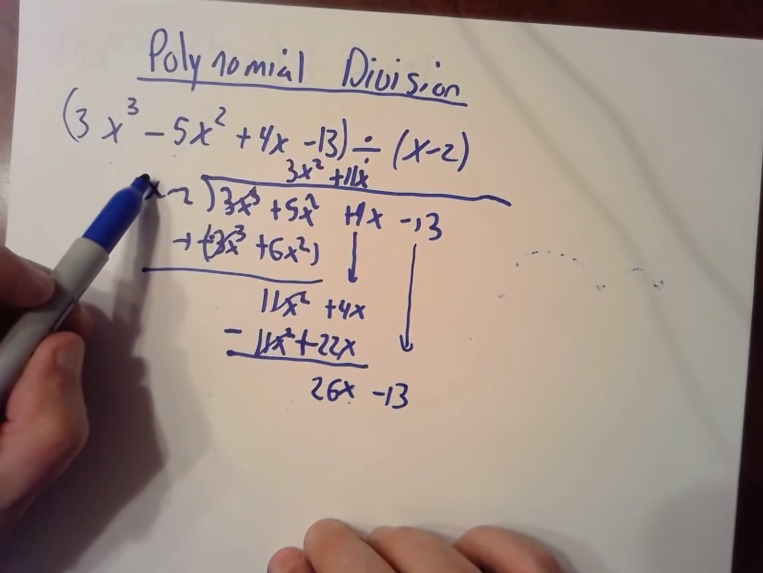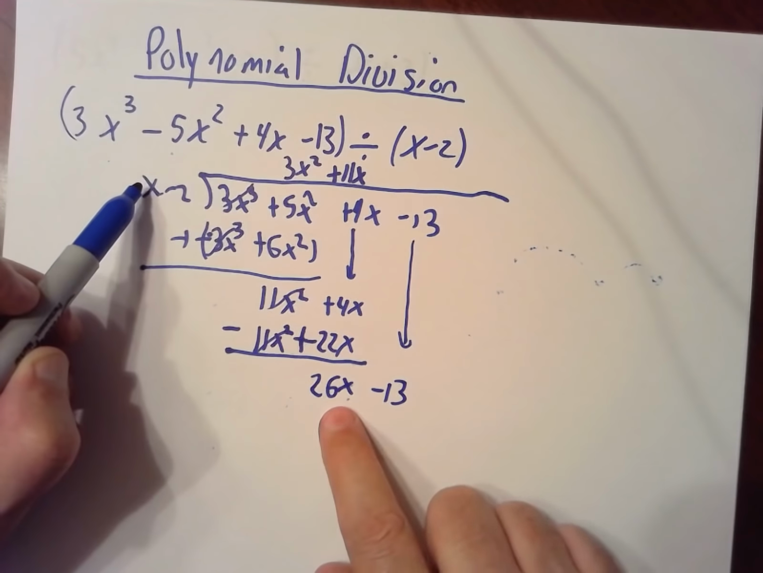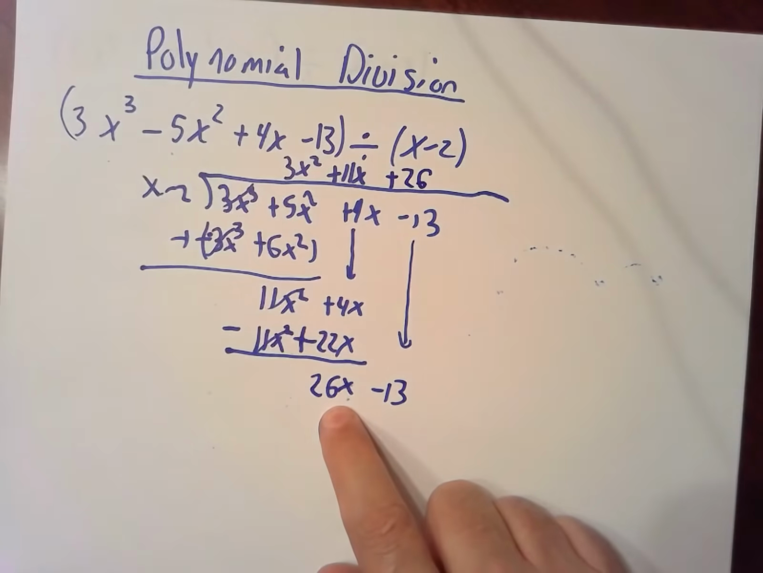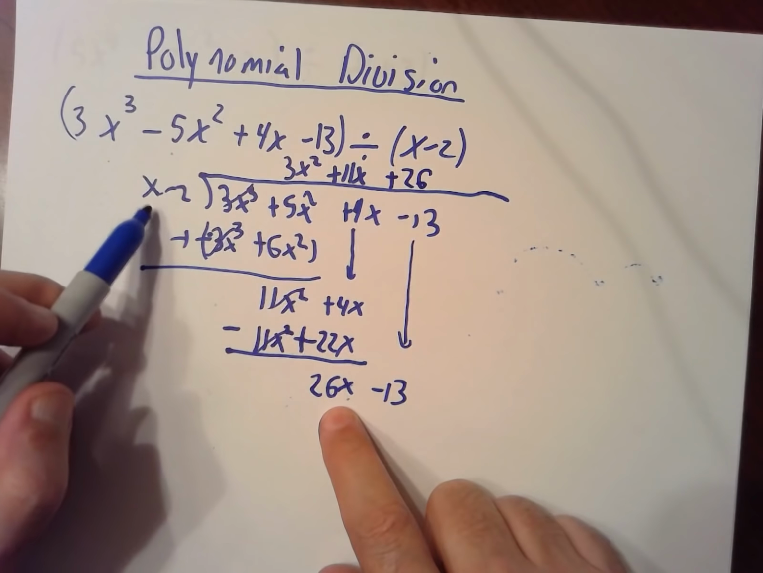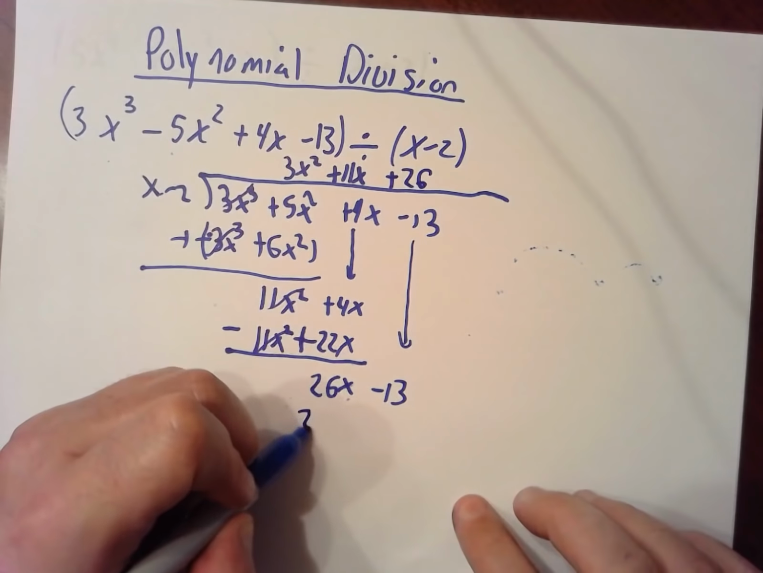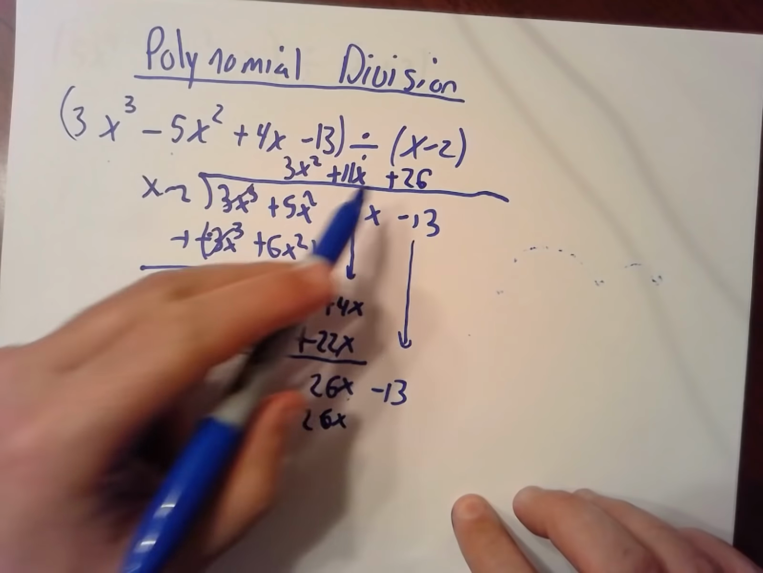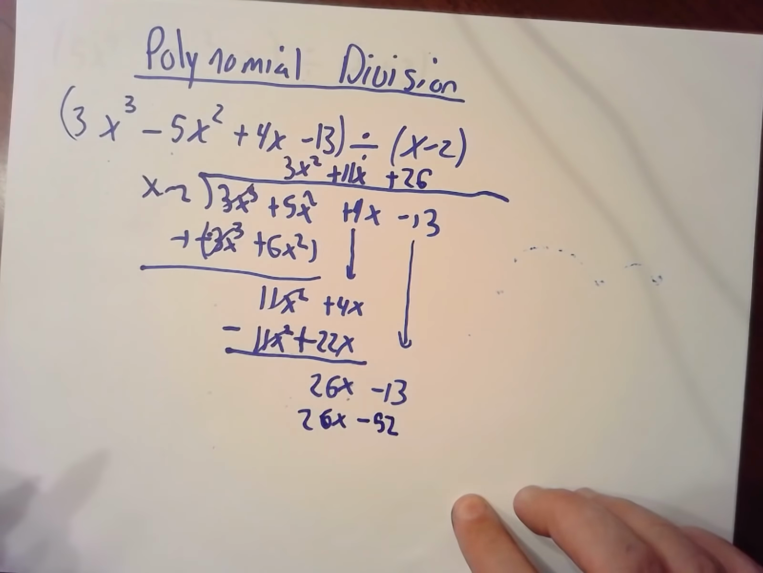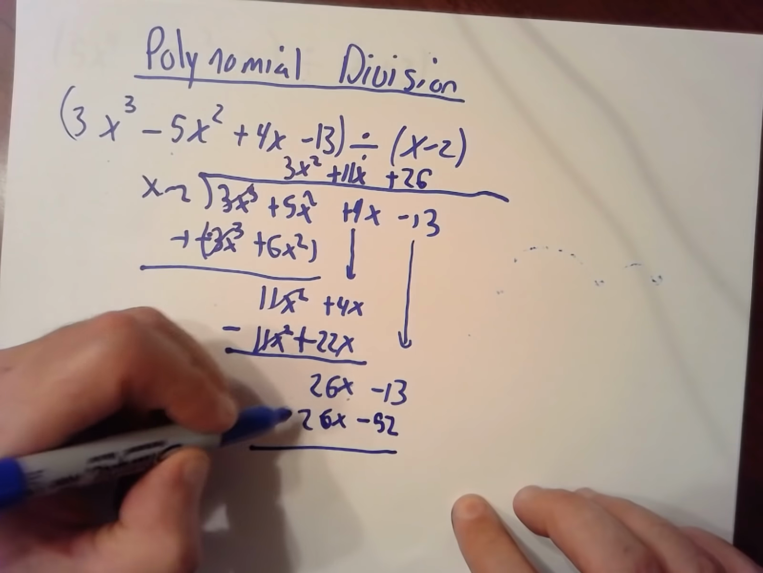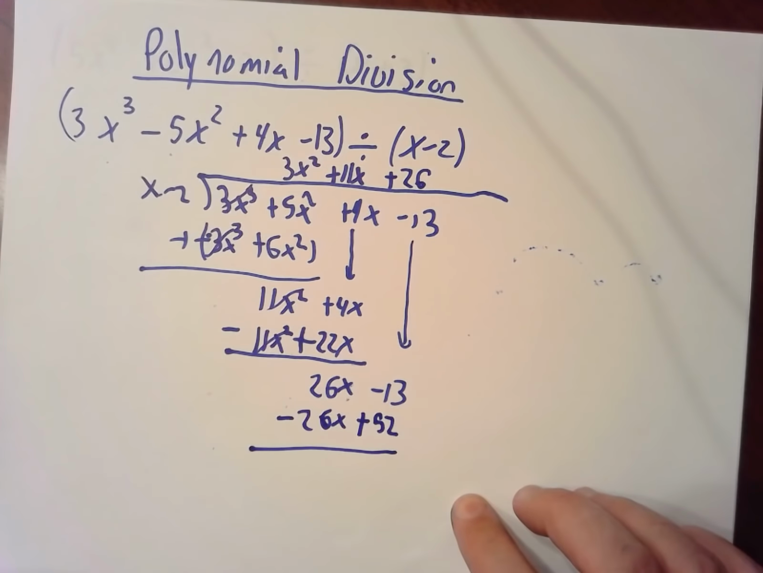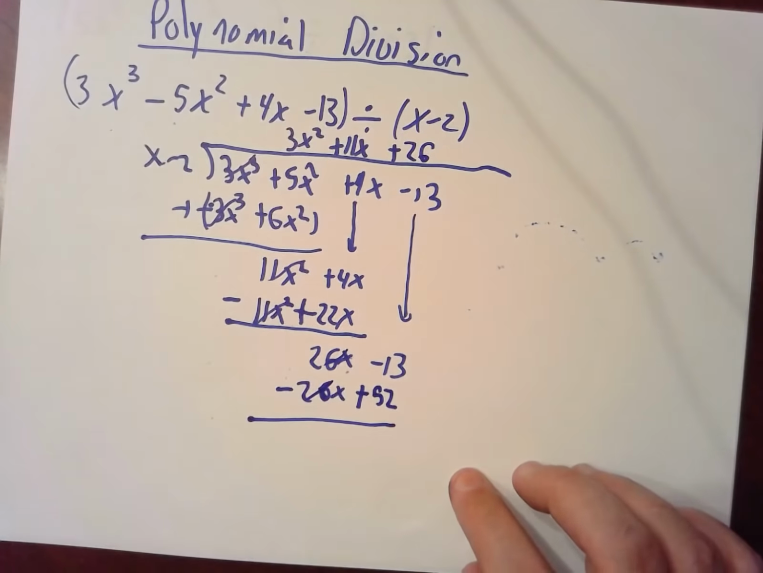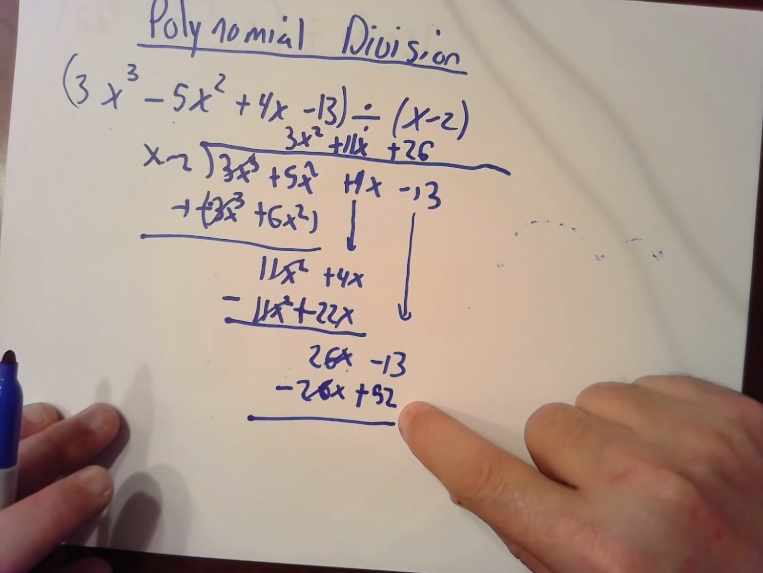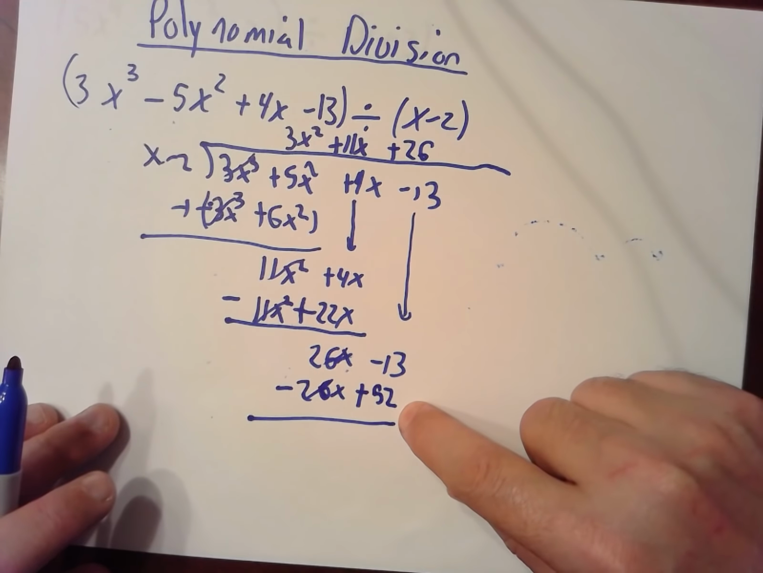Now I ask, what would I multiply x by to get 26x? That would be plus 26. Distribute. 26 times x is 26x. 26 times negative 2 would be negative 52. Draw the line. Change the signs. These two cancel out. They better. Negative 13 plus 52 would be, what, 39?